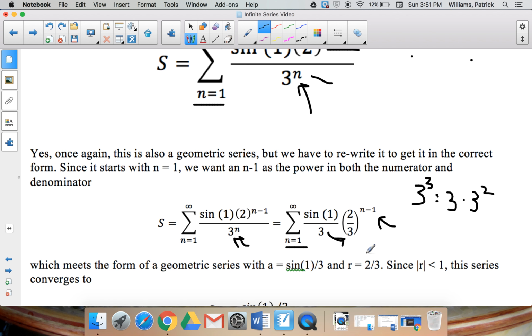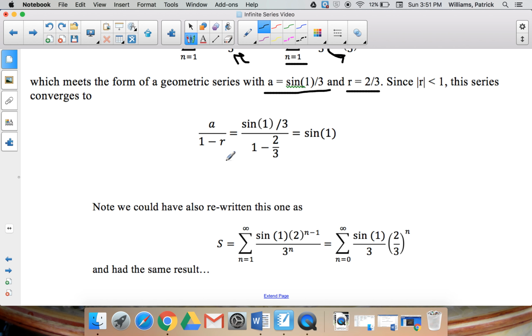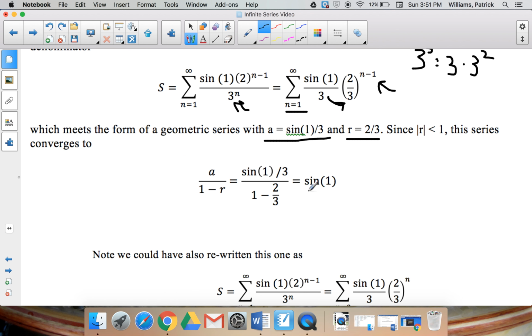of a geometric series. In this case, our value of a is sine 1 over 3. Our value of r is 2/3. And since r is less than 1, the series converges to a over 1 minus r, which will just end up being sine 1. Okay?